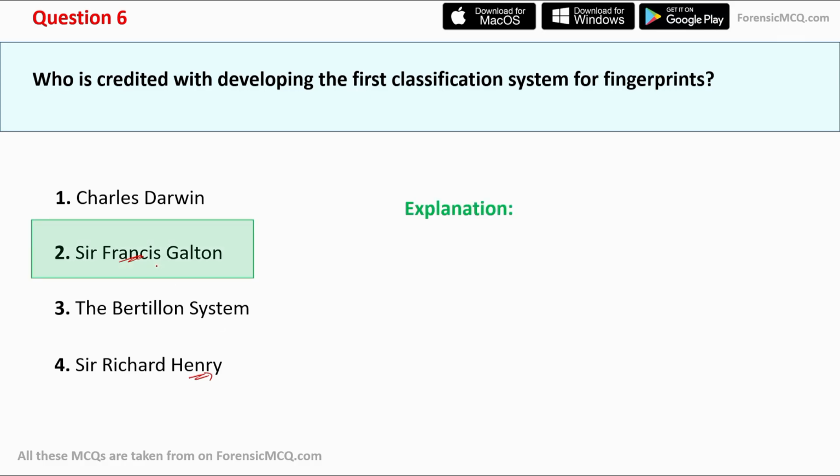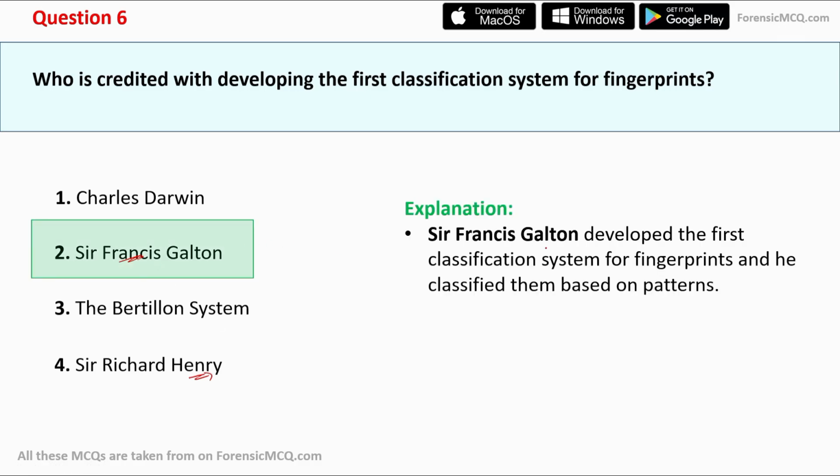So let's check the explanation part. Explanation: Sir Francis Galton developed the first classification of fingerprints, and he classified them based on the patterns. So he was the first to classify fingerprints based on loops, arches, and whorls.